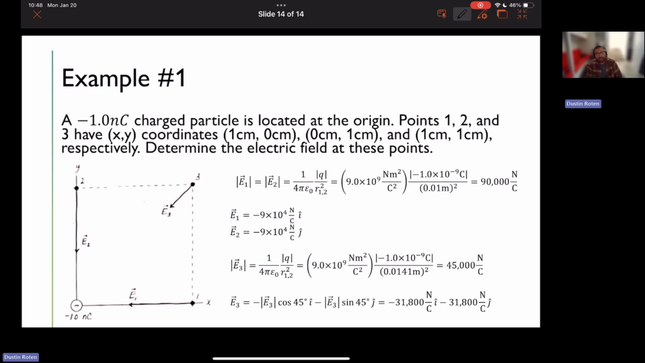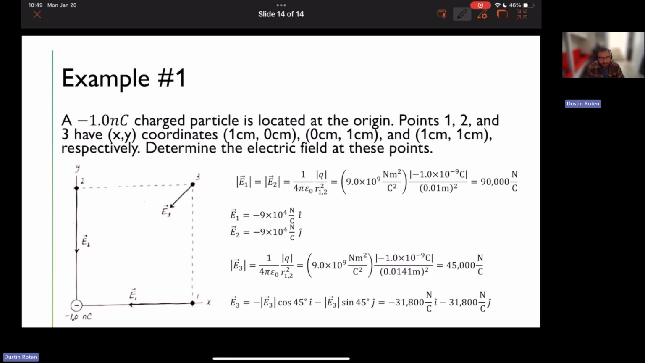Okay, and speaking of doing problems, we'll take a look at one quick example here just to calculate the magnitudes of fields, and then we'll call it quits after that. So we have a -1 nanocoulomb charged particle located at the origin. That's down here. Looks like the point is not showing up well, so there it is.